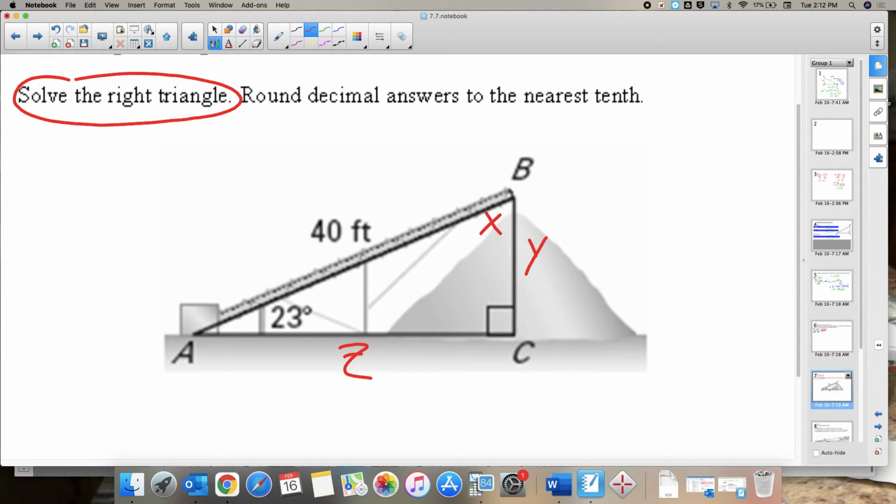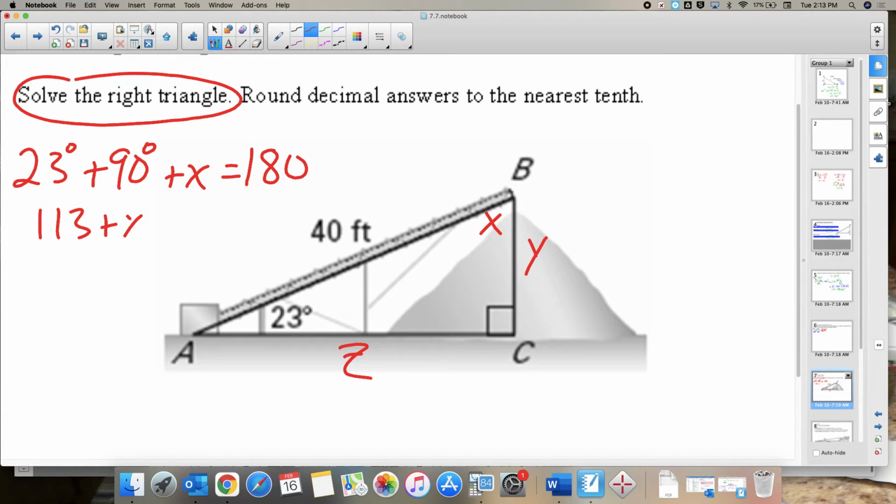Let's start with angle B. The three angles of your triangle must add to 180. So I can do 23 degrees plus 90 degrees plus x equals 180. 90 and 23, when you add them together, we get 113. And then we'll subtract that 113 over, and we get 67 degrees. So there is one of our missing pieces.